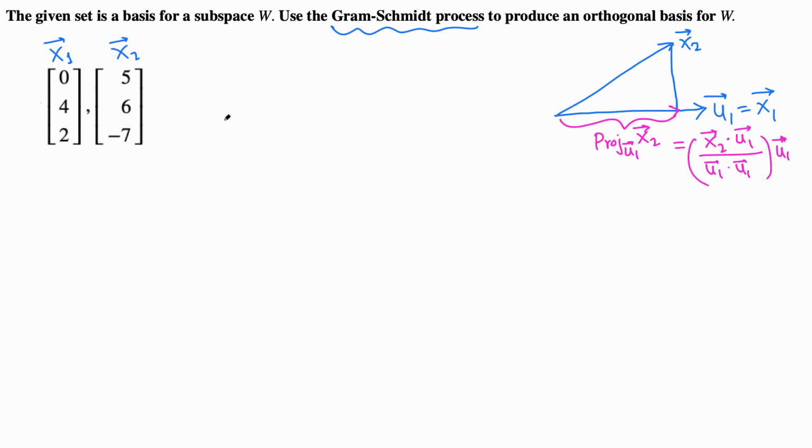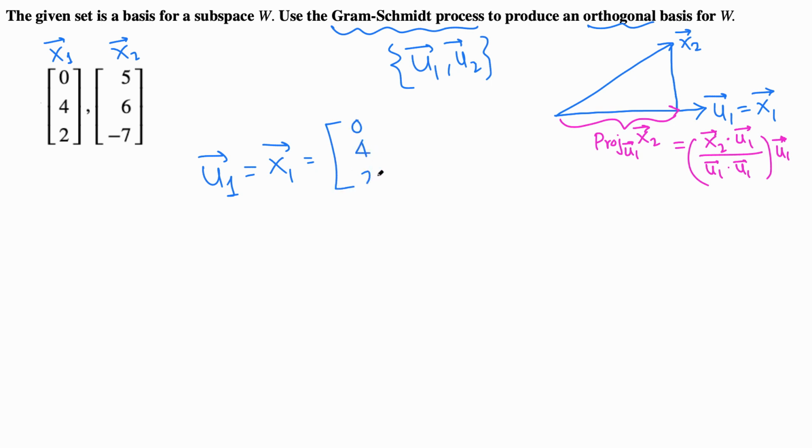Okay, and for the orthogonal basis, we denote by u1, u2. We were given x1, x2. So the first vector u1 in this basis is the same as before, x1 itself, 0, 4, 2. Now we want to find the second vector u2.